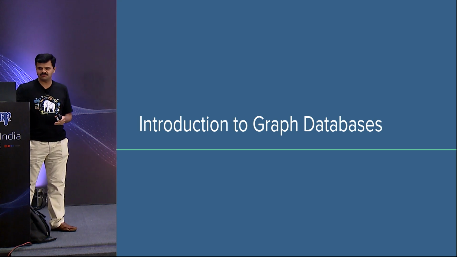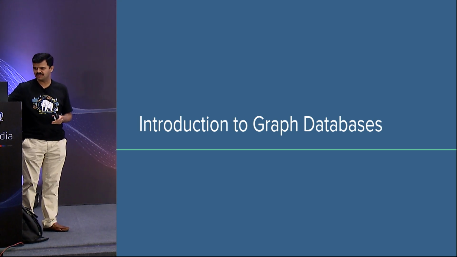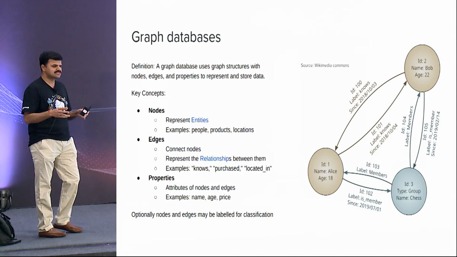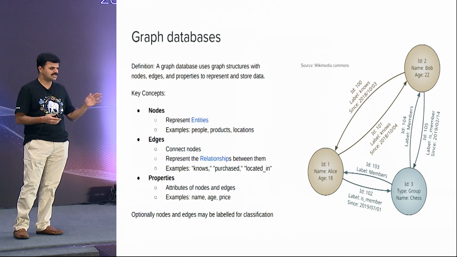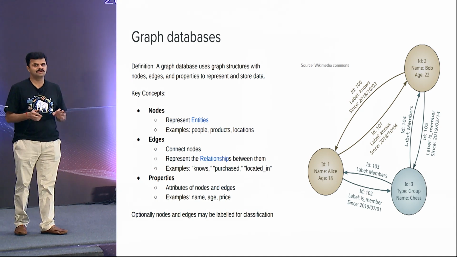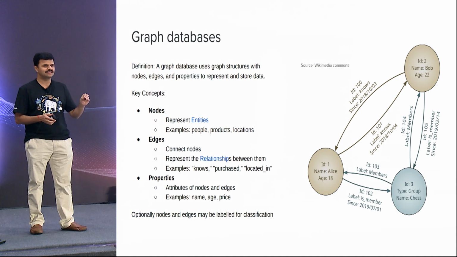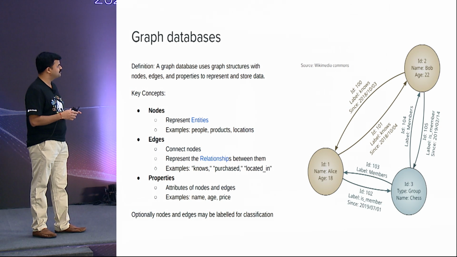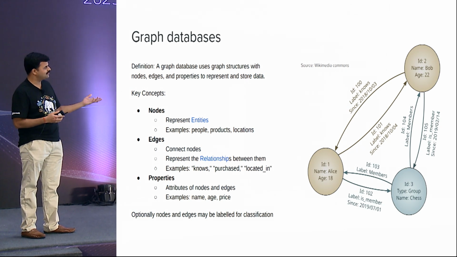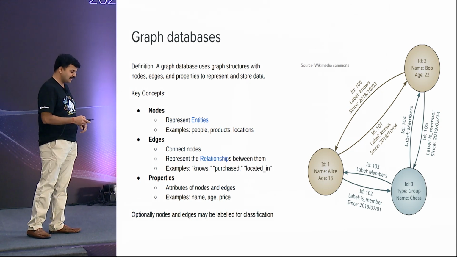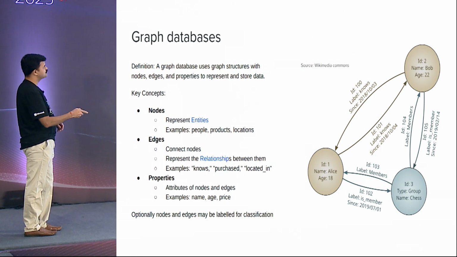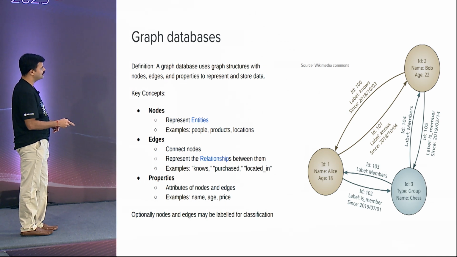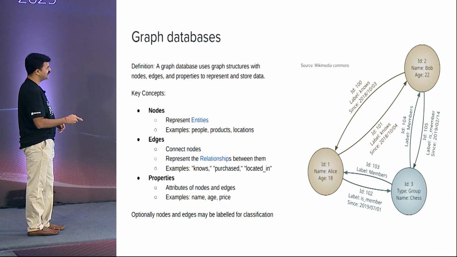So let's begin with introduction to graph databases. A graph database uses graph structures with nodes, edges, and properties to represent and store data. That's a simple definition of graph database. On the right-hand side, you will see what a graph looks like. There are two nodes there, rather three nodes, two of one kind, third of different kind, which are connected by edges.